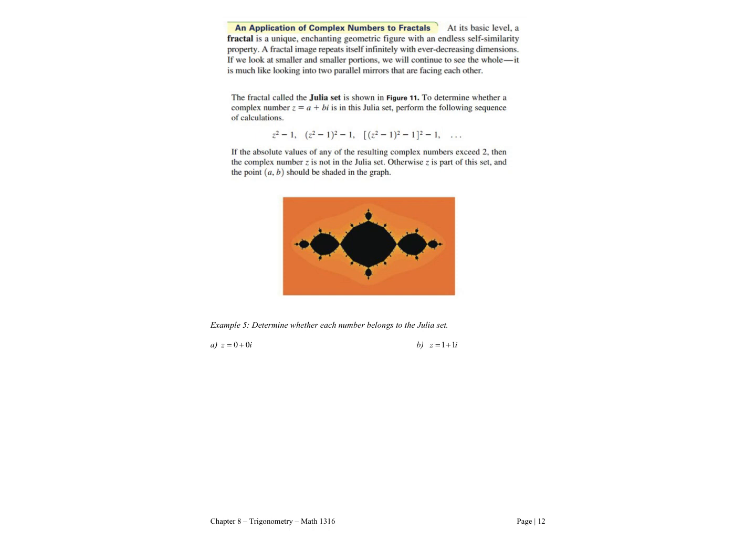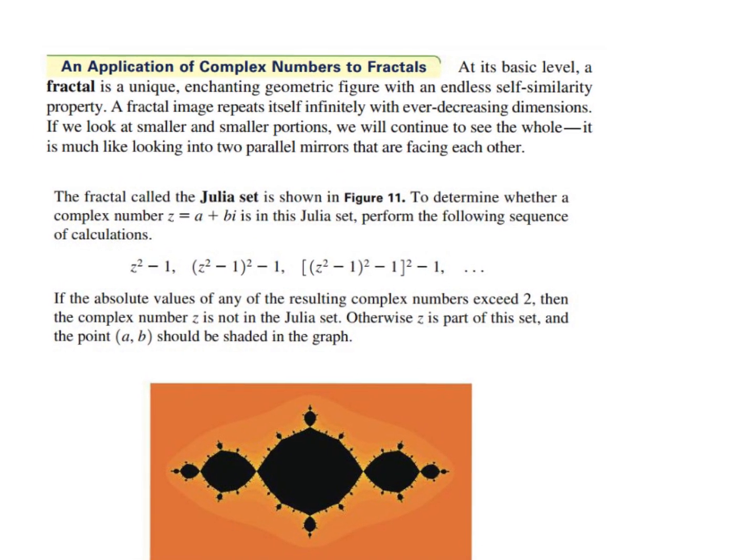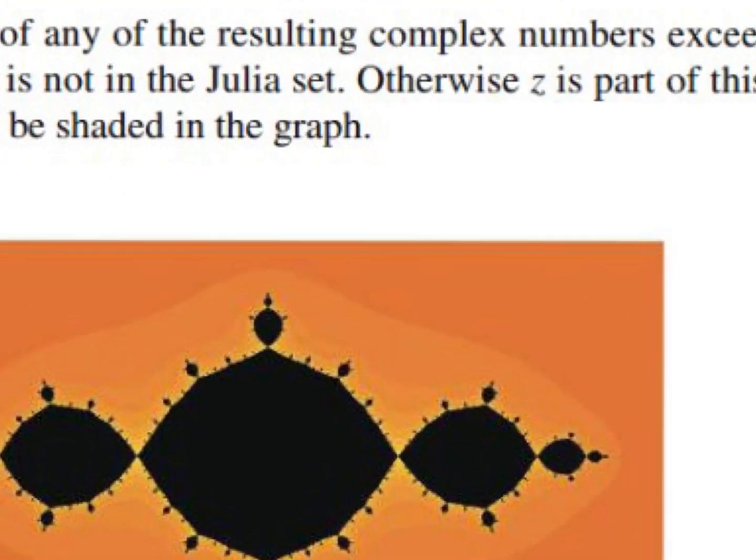So this is something you see in higher levels of math, a fractal. So at its basic level, a fractal is a unique, enchanting geometric figure with endless self-similarity property. The fractal image repeats itself infinitely with ever-decreasing dimensions. It will look smaller and smaller, even though it is completely similar to itself. So if you zoom way in here, the big one's in the middle, and then you can see all the little pieces.